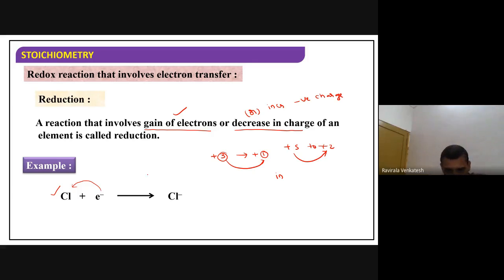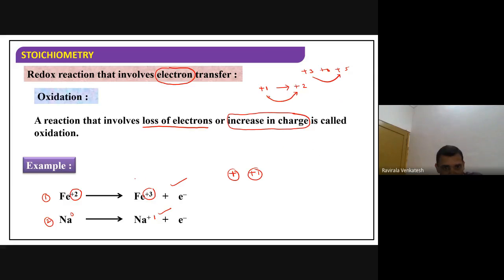Correct or not, beta? Here also, what happened in the previous example? Only oxidation took place, beta. Only oxidation. So you are saying what? Sir, only oxidation does not take place, only reduction does not take place.